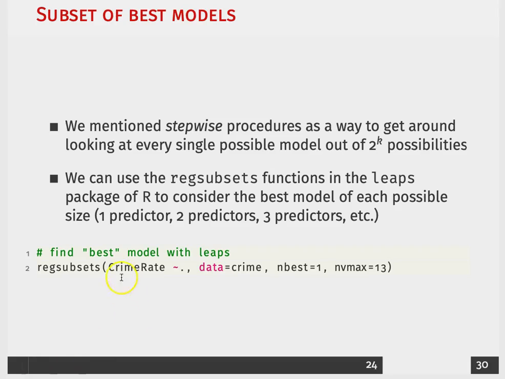this. And what we're doing is, again, we're taking crime rate as our outcome and looking at all of the other potential variables in the data set crime. And we are going to set a max of 13.